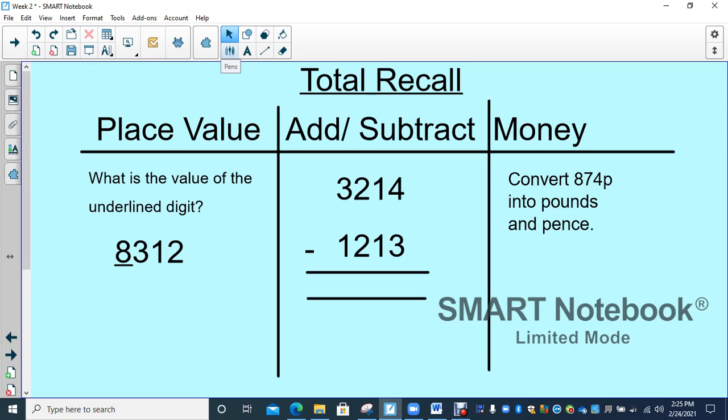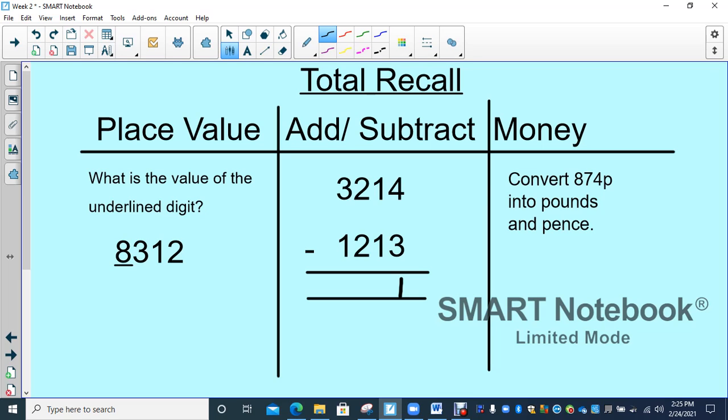Now we're moving on to add or subtract. Today we are subtracting using the column method. So let's always start in the ones. What is 4 take away 3? Well, I know that 4 take away 3 equals 1. Let's move on to the next column.